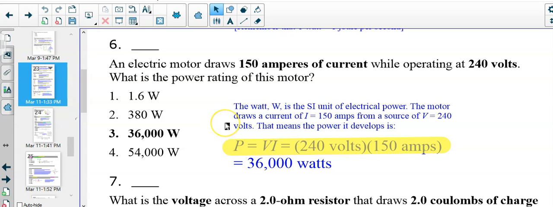In problem number 6, an electric motor draws 150 amps of current while operating at 240 volts. What's the power rating? So if they ask for power, you want wattage or watts. You look for a formula that has the given variables, in this case, current and volts. So that's the P = VI formula. Power equals V times I, 240 volts times 150 amps. So a volt amp is actually a watt. A little later on in this video, we're going to show you how all the electrical units work. Let's move on to another one.